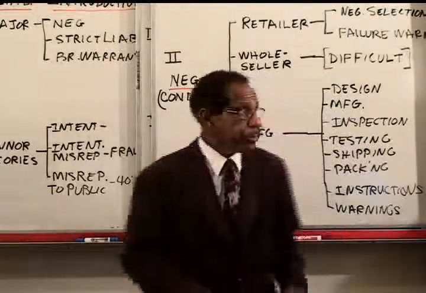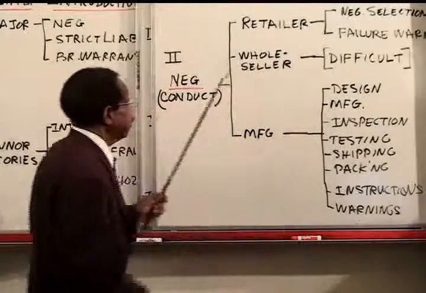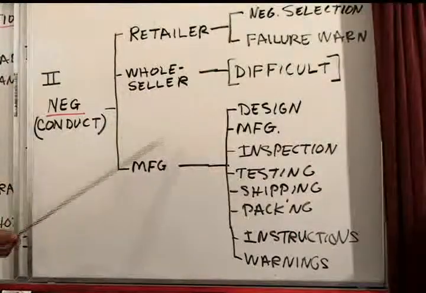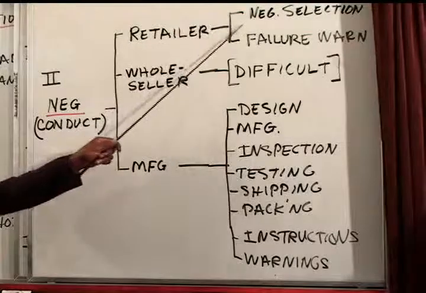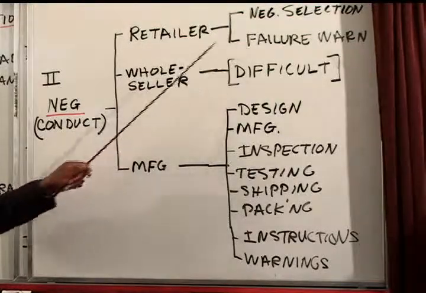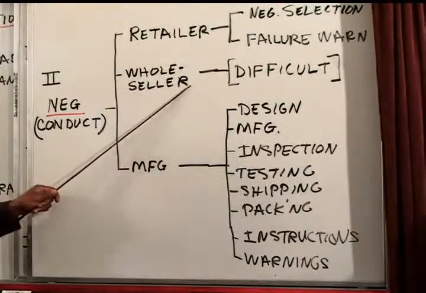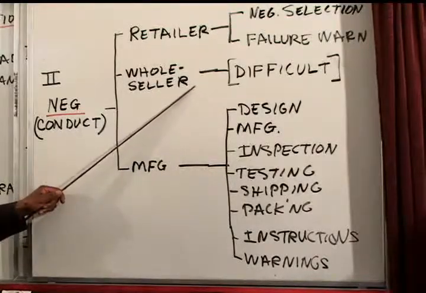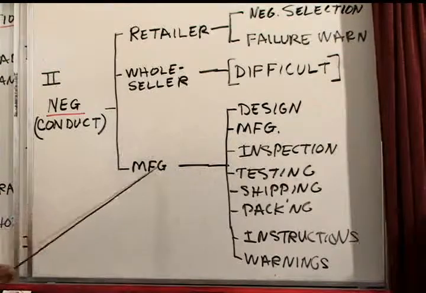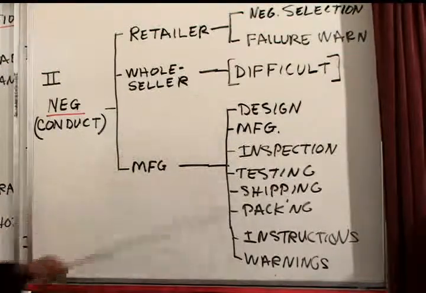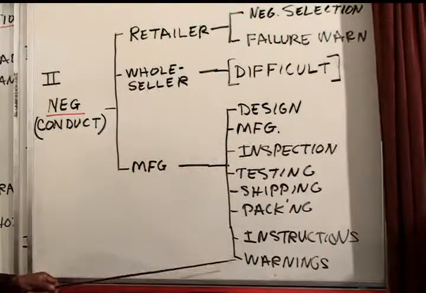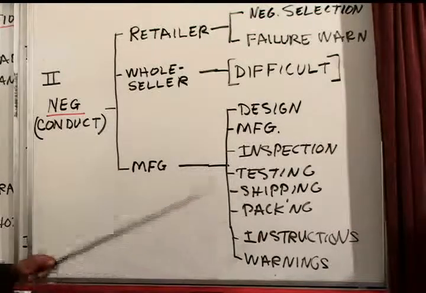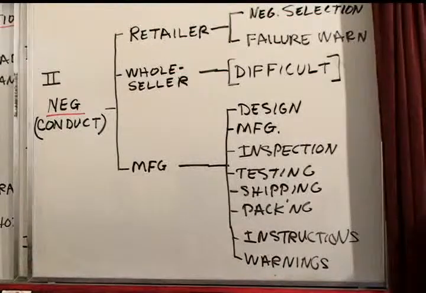As to the negligence claims, the three people who can be negligent are the retailer, wholesaler, and manufacturer. The retailer can only be negligent by negligent selection or failure to warn. The wholesaler, it's hard to find a situation where the wholesaler was negligent and affected the consumer, but you could. And finally, the manufacturer is engaged in a whole host of activities and could be negligent in any of those activities, including design, manufacturing, inspection, and so forth.